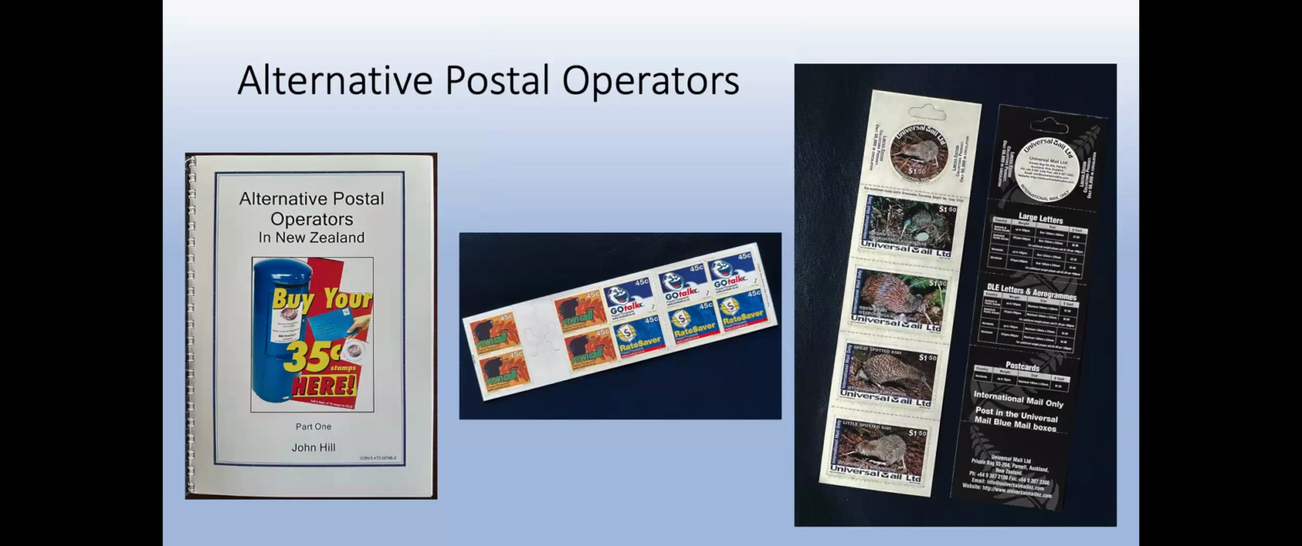In 1998, New Zealand Post's monopoly on mail distribution in New Zealand was deregulated, and alternative postal operators were able to apply for mail, letter, and package distribution. So that led to alternative postal operators, many of which have come and gone, but to this day, there are still alternate postal operators delivering letters in New Zealand and to overseas destinations.